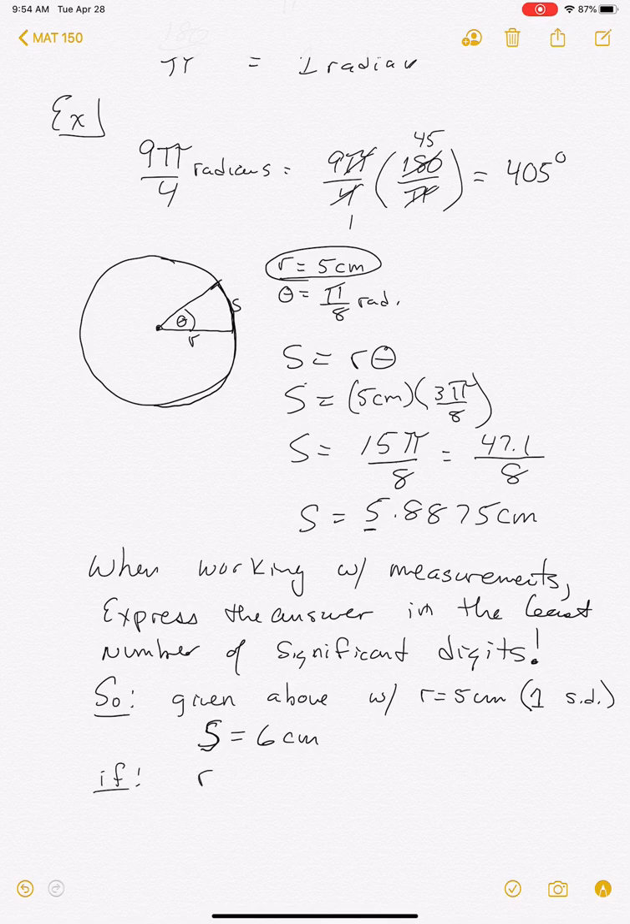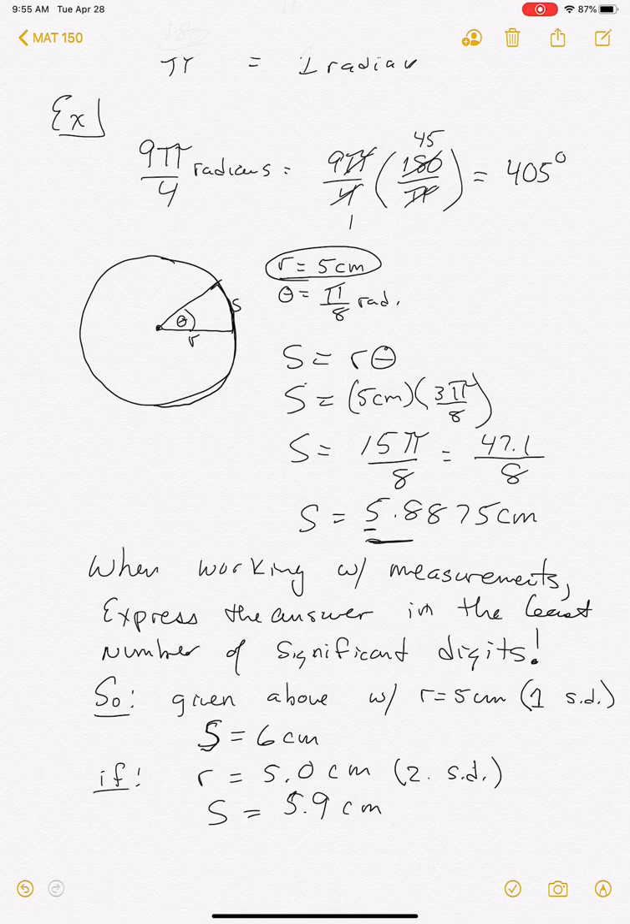If r was equal to 5.0 centimeters, then that is 2 significant digits. Then for S, I would need 2 digits, so I would round the 8 up to a 9, and it would be 5.9 centimeters. So we always have to be aware that the rules for measurements tell us to round to the number of significant digits of the measurement with the least number of significant digits.